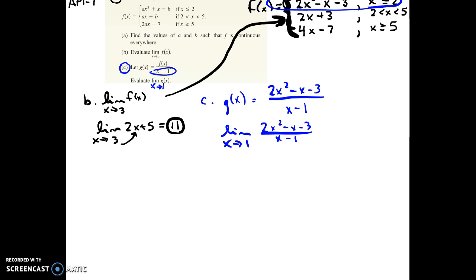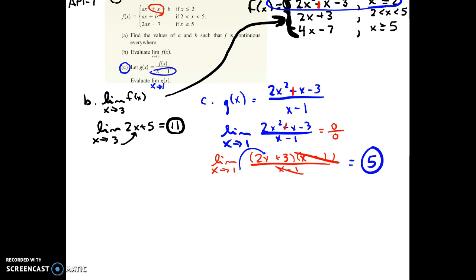I see I made a mistake. This should be plus right here. Plus, plus, plus. Okay, so now when I plug a 1 in, I would get 0 over 0, which would be indeterminate. So take action. And one of the actions I can take is factoring. So I will factor the numerator, and reduce, and then plug the 1 in for x, and I get 2 plus 3 is 5. And that's part C.